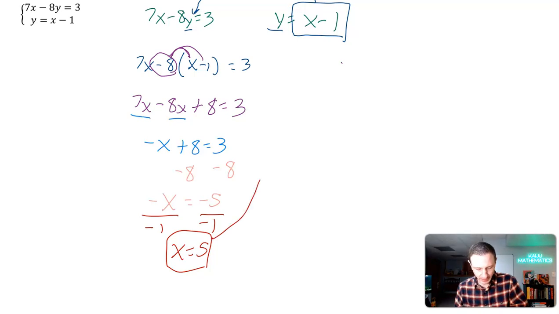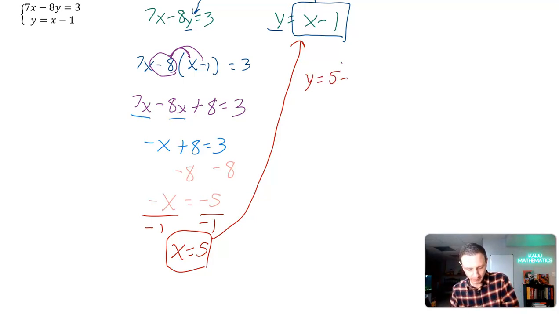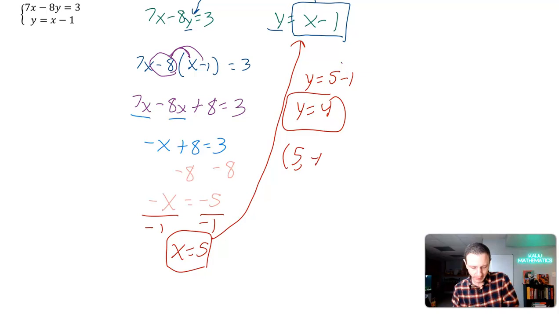Now I'm going to take that x value and substitute it right back into there. So I like that recycling process. It goes in here, comes back out, go there. So y equals the x value of 5 minus 1. And we get a y value of 4. So my ordered pair would be 5, 4. If I were to graph these two equations, they would cross paths at the ordered pair of 5, 4.